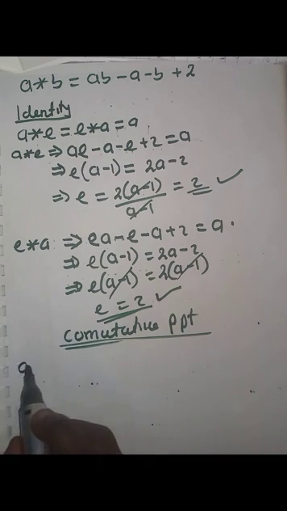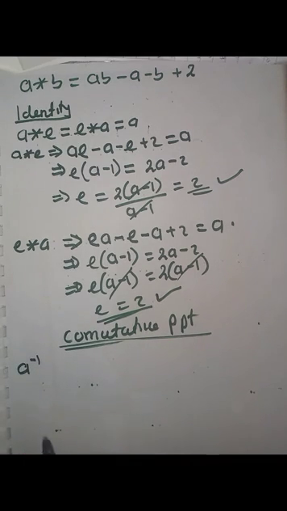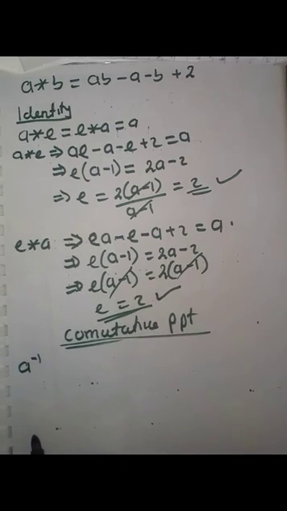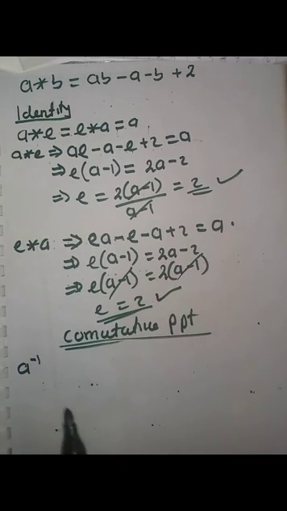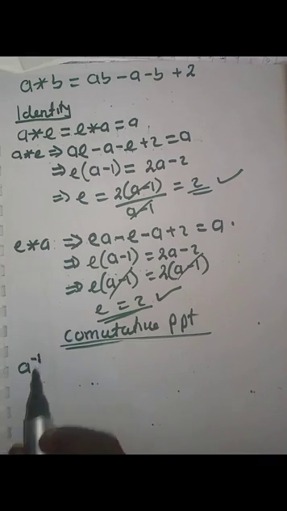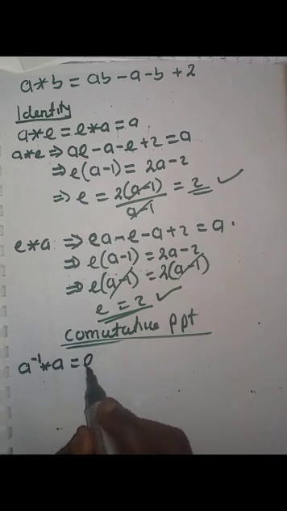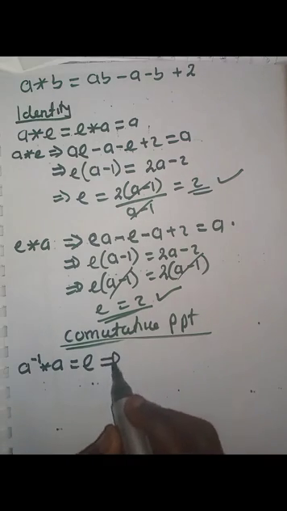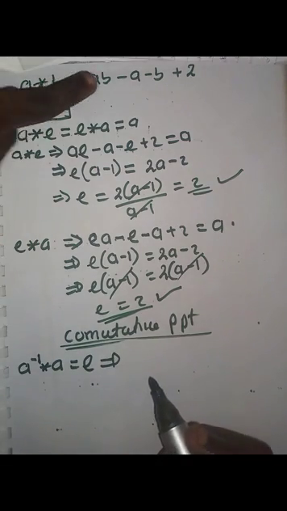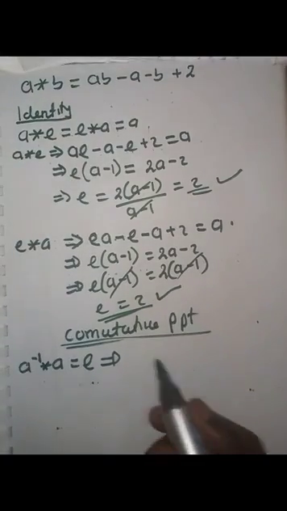Let's call the element A inverse. Okay, yes, and we know that for the inverse element to exist, any element star the inverse should give us the identity element. So I'm going to have my A inverse star A, that must give me the identity element E.